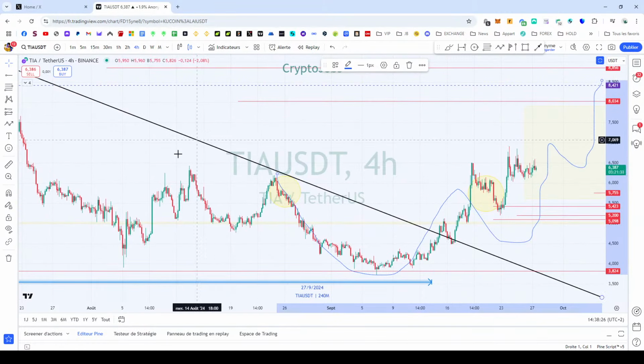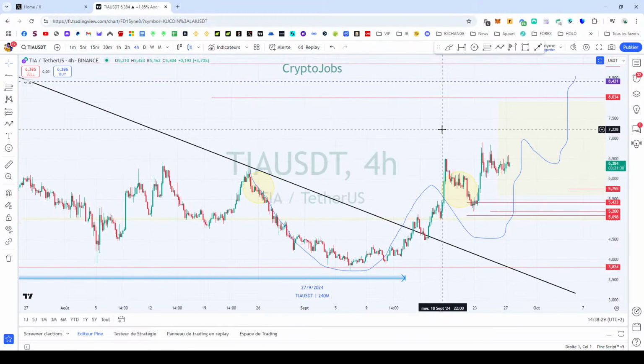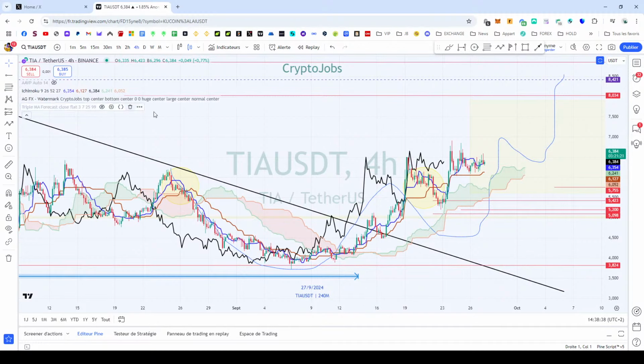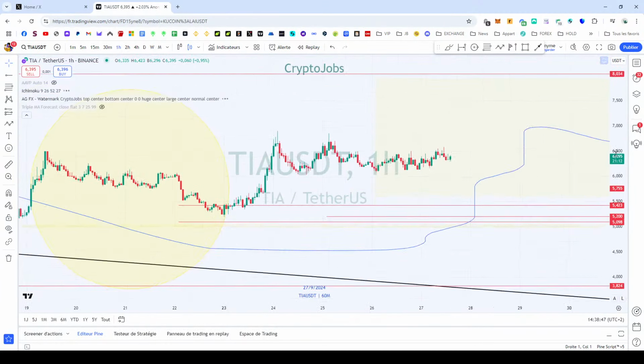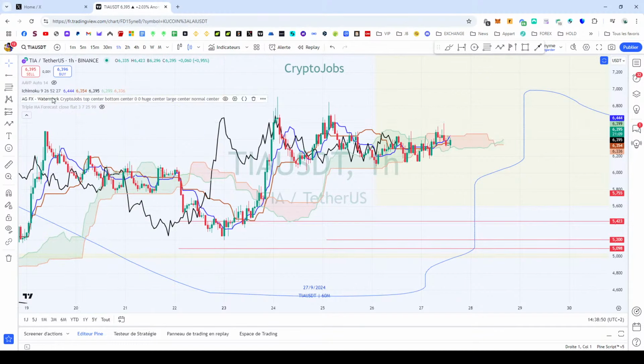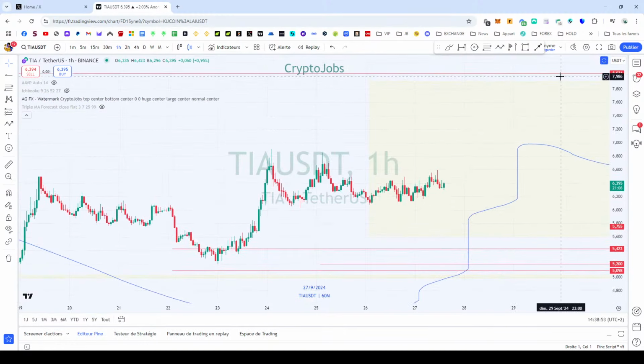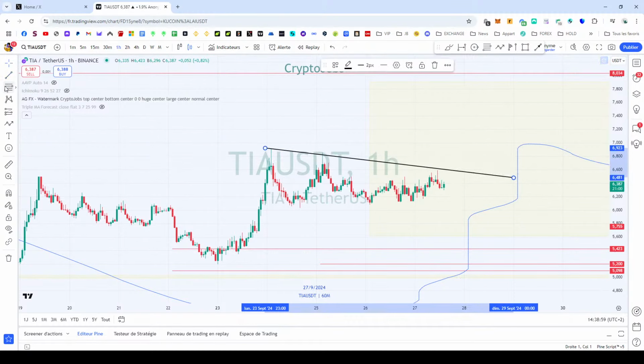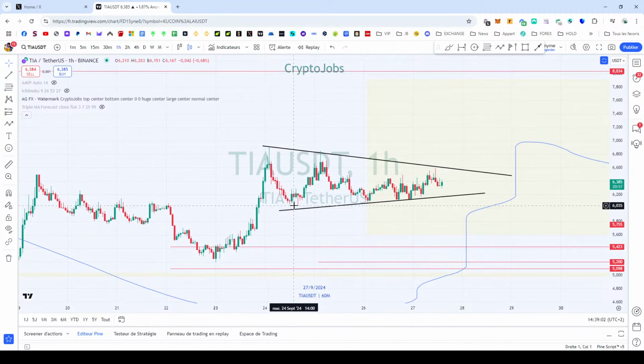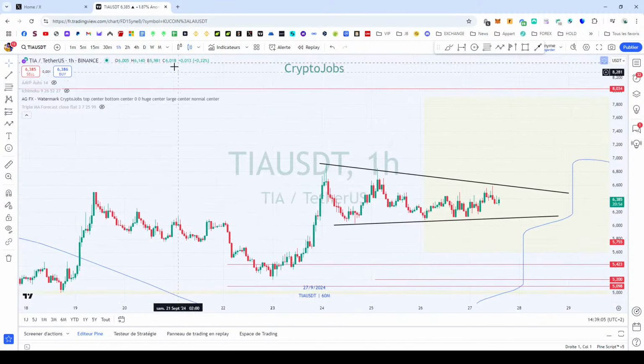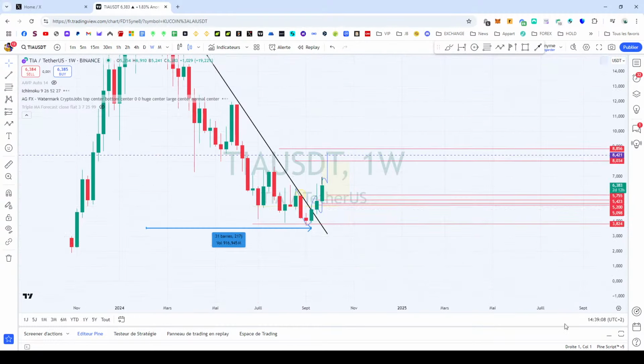Yes, TIA, Celestia. So I'm on Celestia USDT. I don't know what's going on with my microphone, but it should be okay. Currently, if you look at the H4 view, Celestia remains pretty bullish. If we dezoom, it can be another bullish consolidation here before a next move up toward $8. I know that it could move toward $8 because I already analyzed it a few weeks ago, and that was the main target because of this.